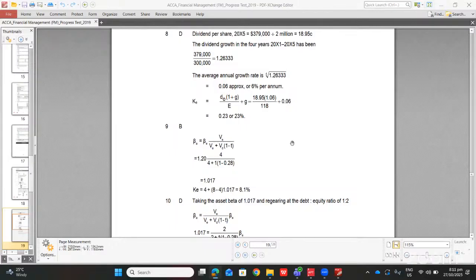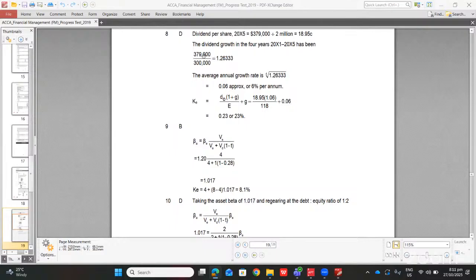All right, so for question 8, the answer being B, working out the number, looking at what you have to get your cost of equity. You would have had to calculate the growth rate, and it clearly is 4 years of growth, right? Between 2021 and 2025, that would be 4 years of growth.